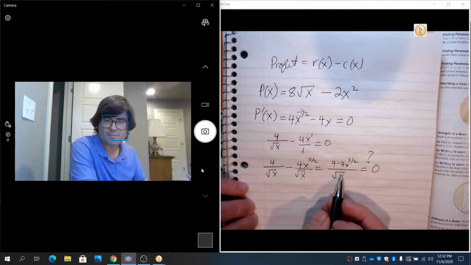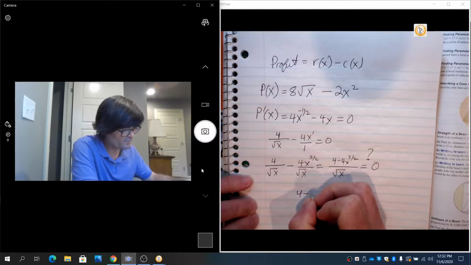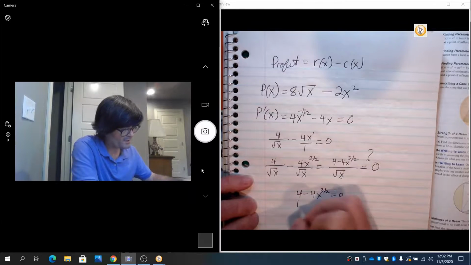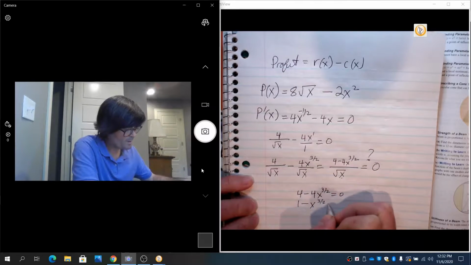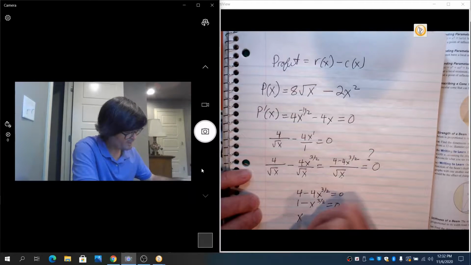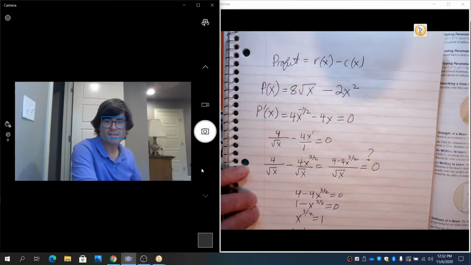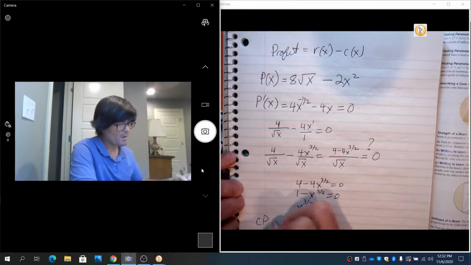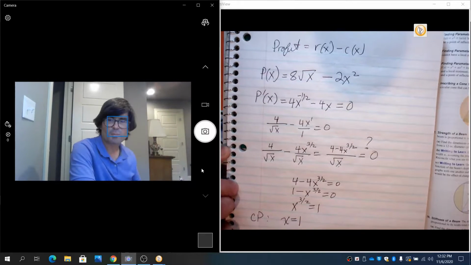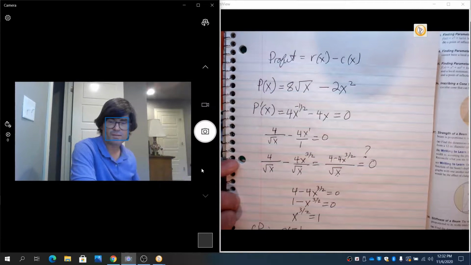I don't care what the bottom is. In order to make this 0, we just need to say when is 4 minus 4x to the 3 halves equals 0. You can divide by 4 and say when is this true? Or otherwise, when is x to the 3 halves equal to 1? And it's at 1. That's the critical point here. If that's the critical point, we know it's going to be a max or a min. We don't have any other critical points.